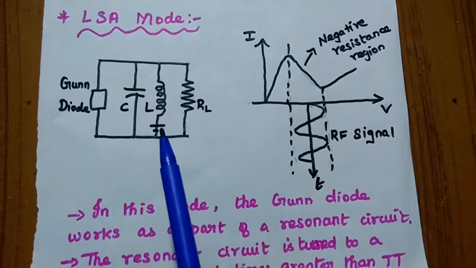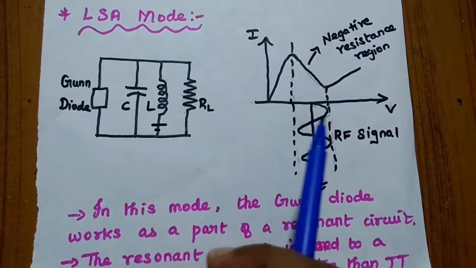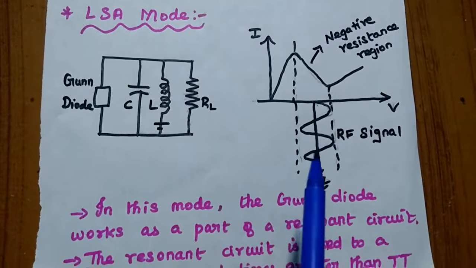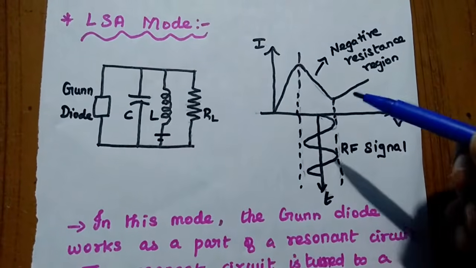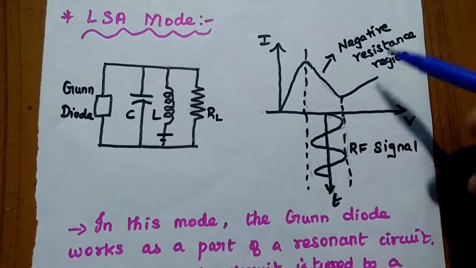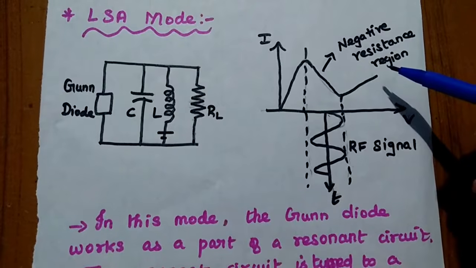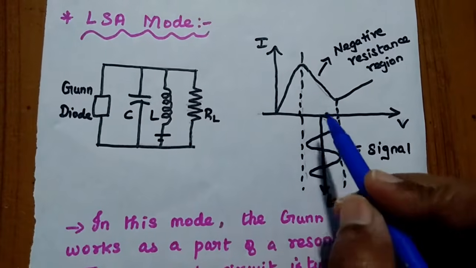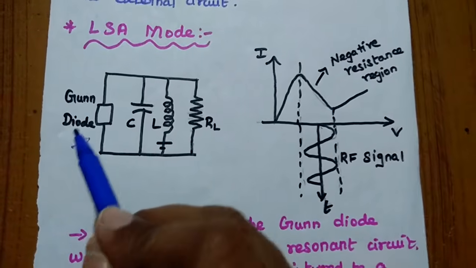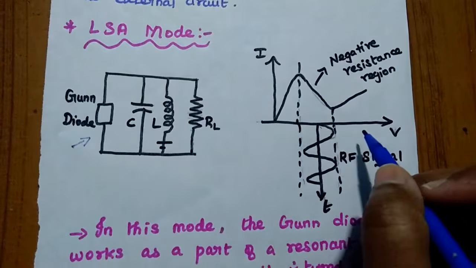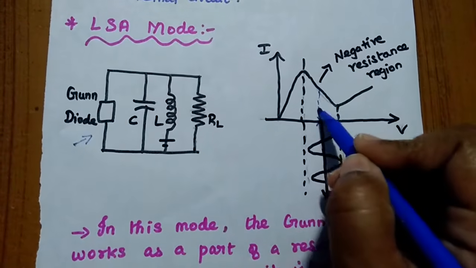In this mode, the Gunn diode can generate the microwave oscillation with its maximum value. So how do we get this microwave oscillation? Here we are going to use the negative resistance region. In this negative resistance region, we are going to tune. So here tuning is very important. We are going to tune the voltage exactly at the midpoint of this negative resistance.